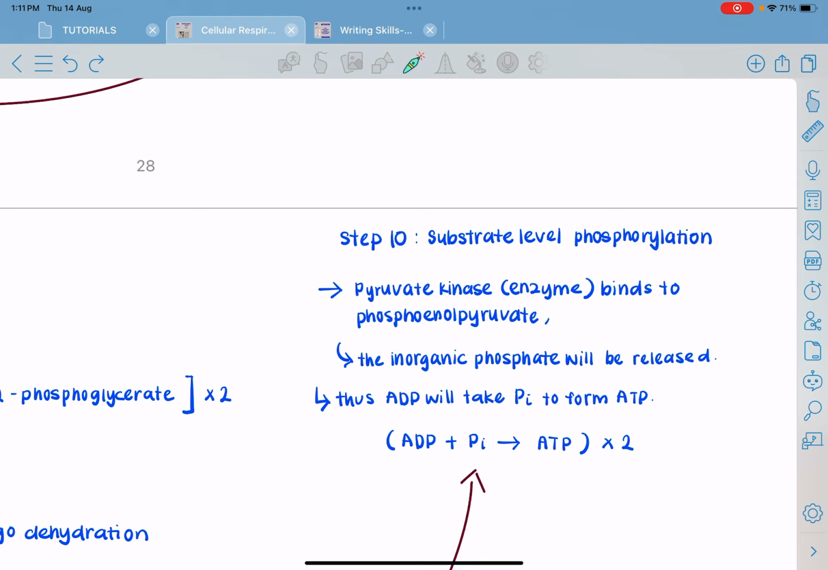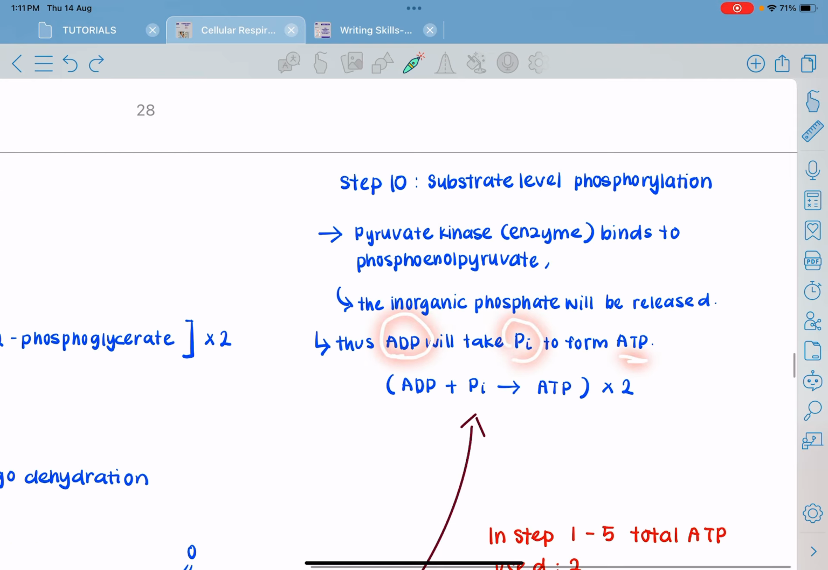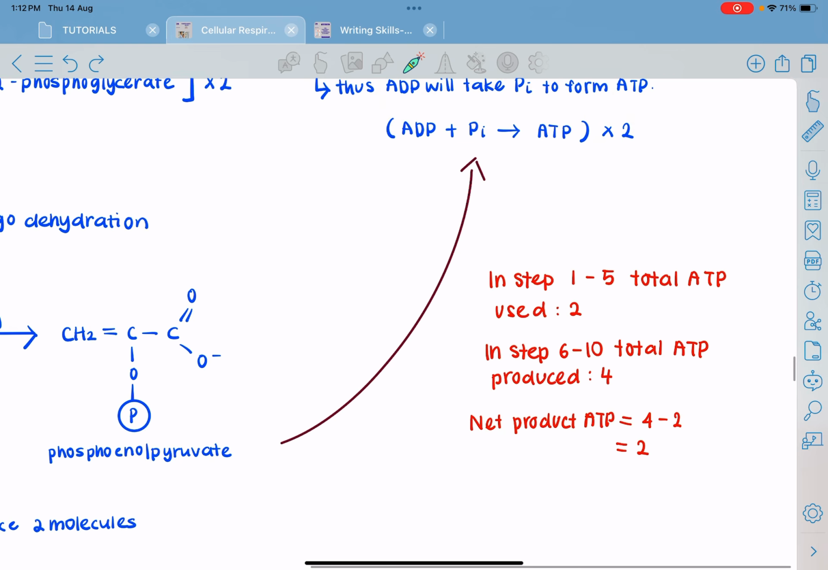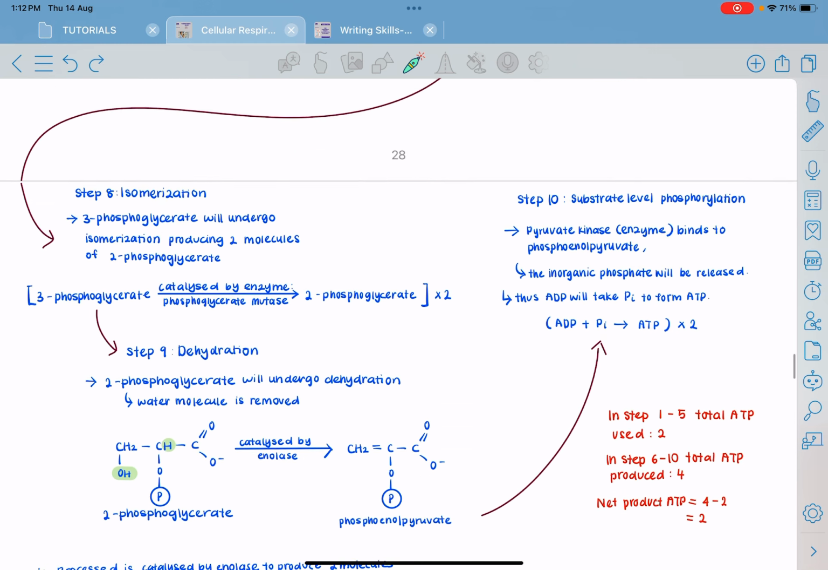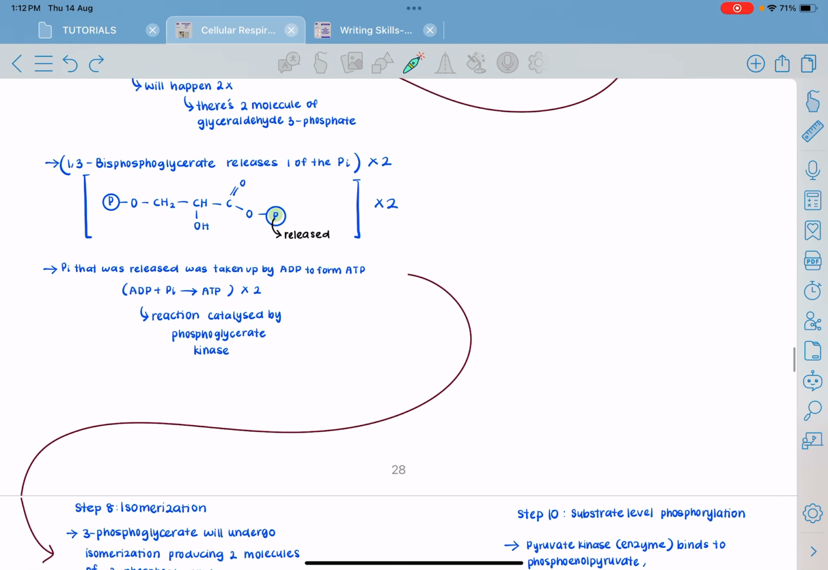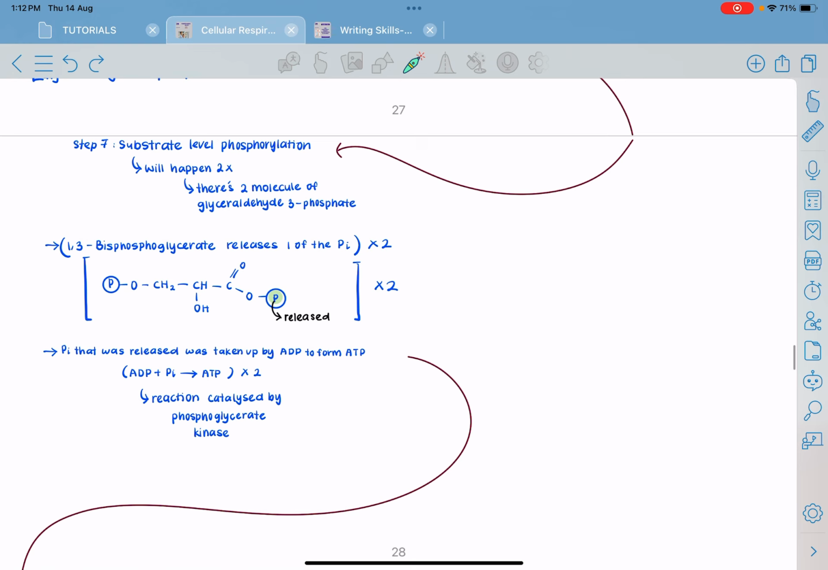Okay. So, what happened to the inorganic phosphate? It goes back to the ADP. ADP will take Pi and then form ATP. So this one we also times 2. So, how many total ATP produced? You have 4. Because this one you have 2 ATP here. And then another one in step 7, you also produce 2 ATP.